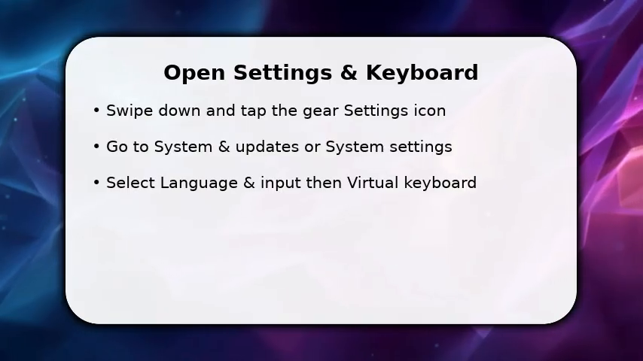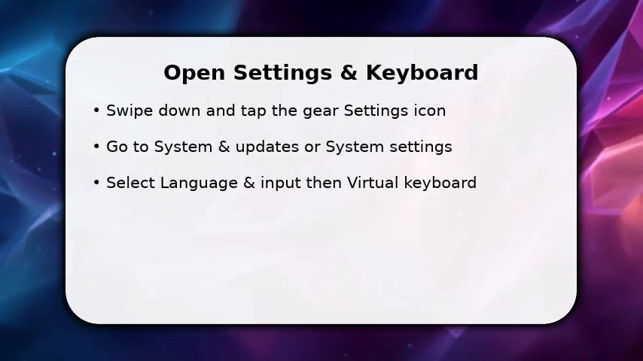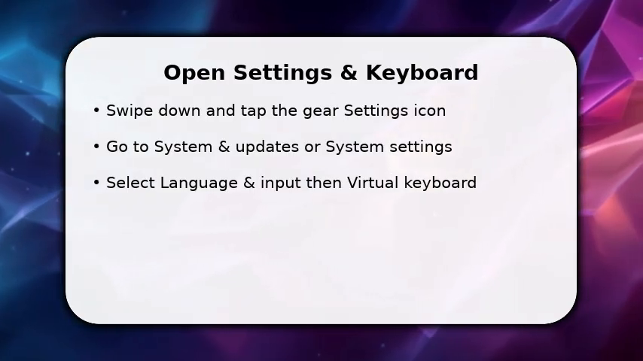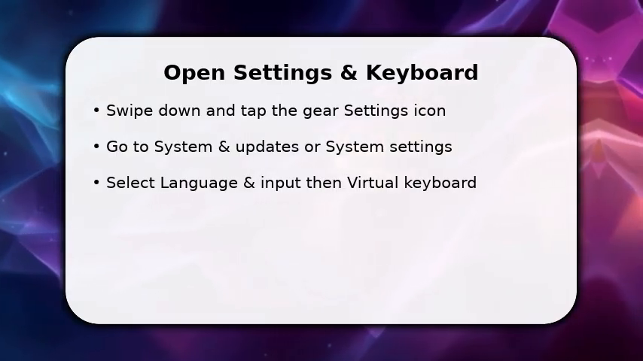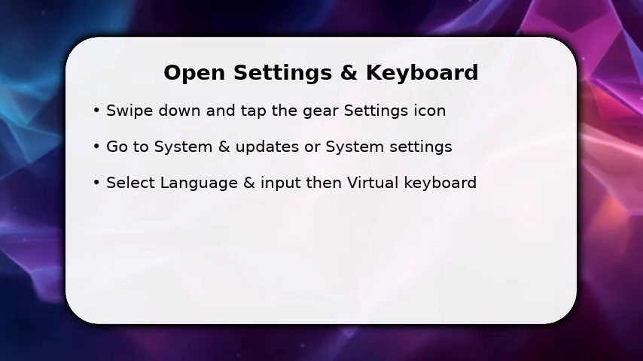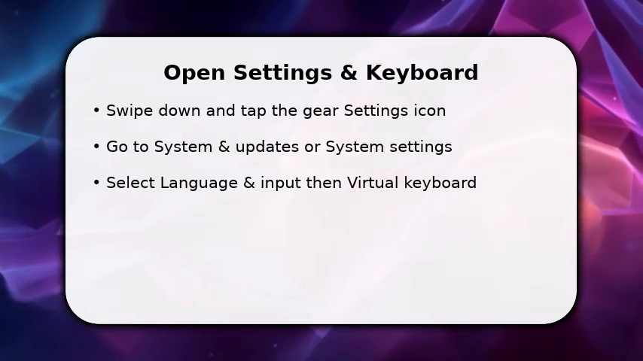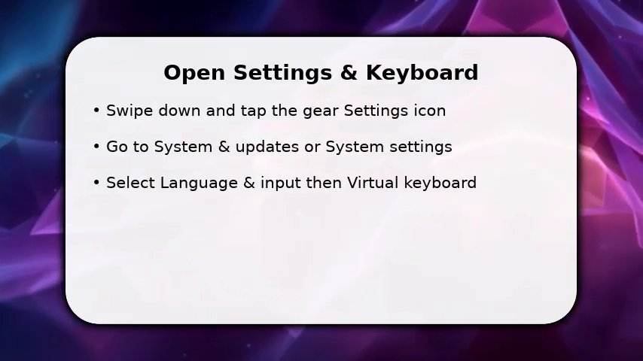You start by opening Settings. This puts you at the system level where keyboards are managed. Once in Settings, navigate to System and Updates or System depending on your UI version, because Honor groups input options there. From System, tap Language and Input to see keyboards.